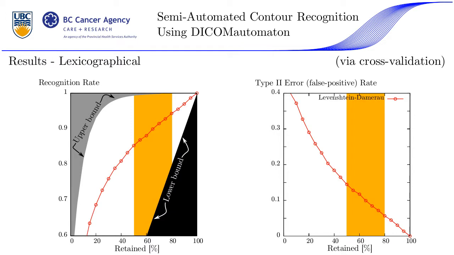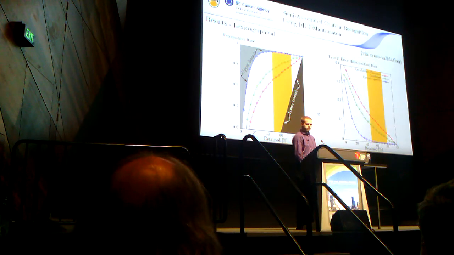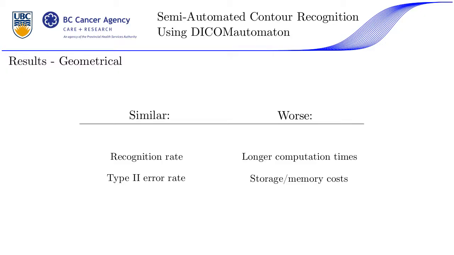The red line here is the basic Levenshtein-Damerau approach. It works quite well. If we look at a combined approach, we can improve upon that a bit. I didn't talk about it, but it's actually possible to achieve maximal recognition using domain-specific techniques, but they're a little less flexible. The geometrical results are very similar. I'll just say that the storage and memory costs are quite a bit higher, and they do have reduced false positives, but the recognition rate is a little bit lower in certain circumstances. So in most circumstances, the lexicographical are better.